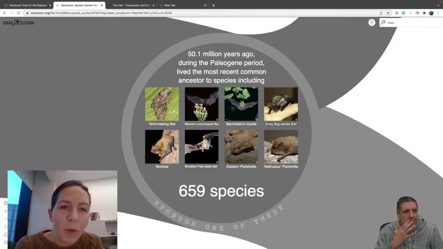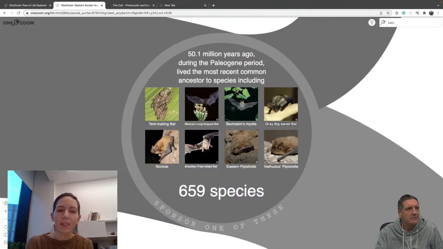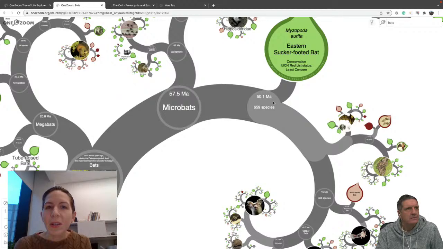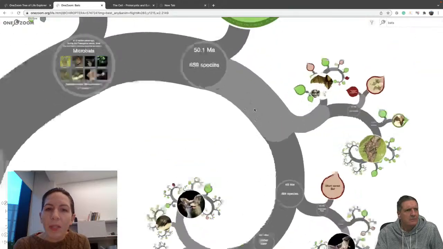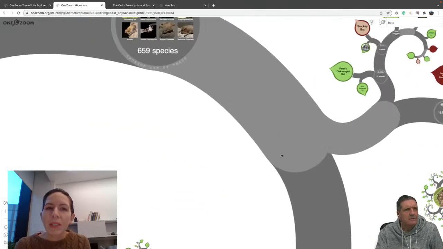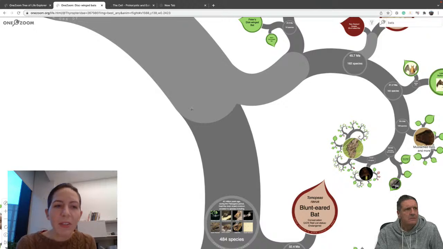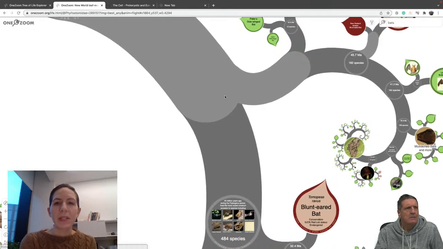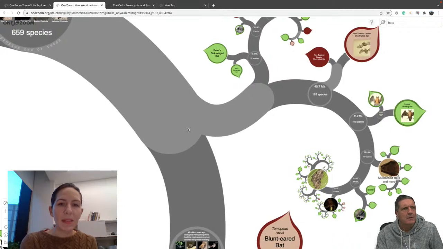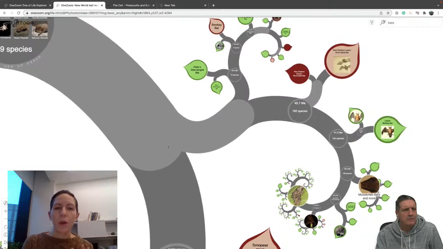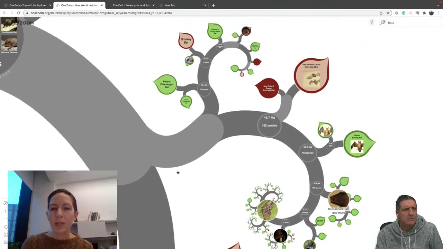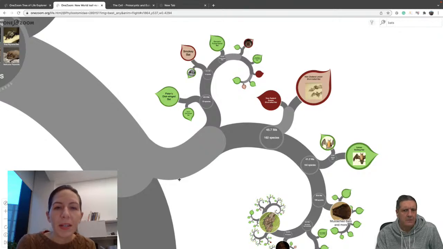Let's go down one of these two branches. I think these are looking better. Okay, Eastern Sucker-footed bat. Let's keep going down this way. One thing branches off with no name? This light gray color is mysterious. I have a feeling these are different ways of dealing with uncertainty in the tree. We don't necessarily know sometimes what branched off from what, or what the actual pattern of branching should be. So I wonder if these lighter gray colors denote some kind of uncertainty.